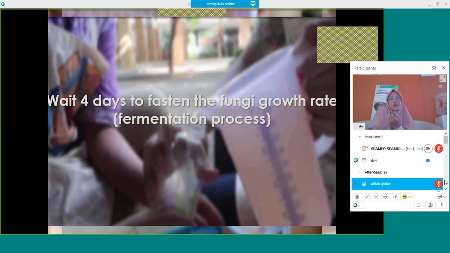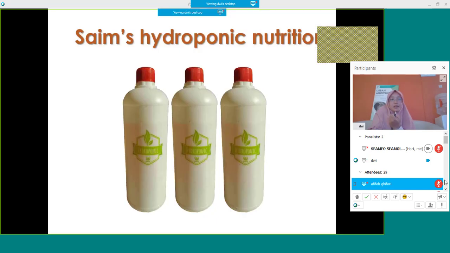And then we wait approximately 4 days to fasten the fungi growth rate. This is fermentation process. And we get the hydroponic nutrition from the leftover of rice.